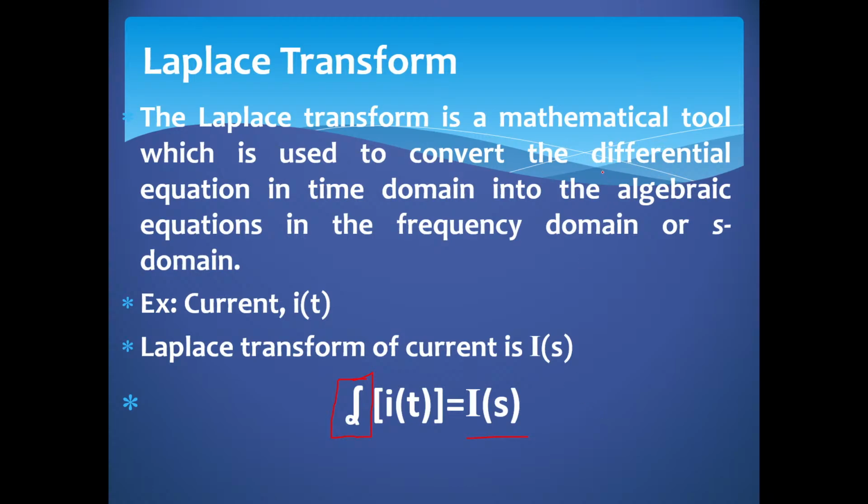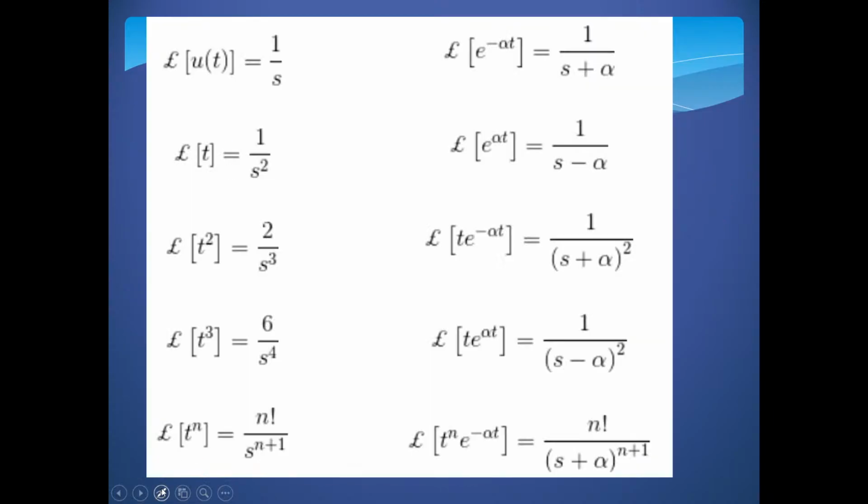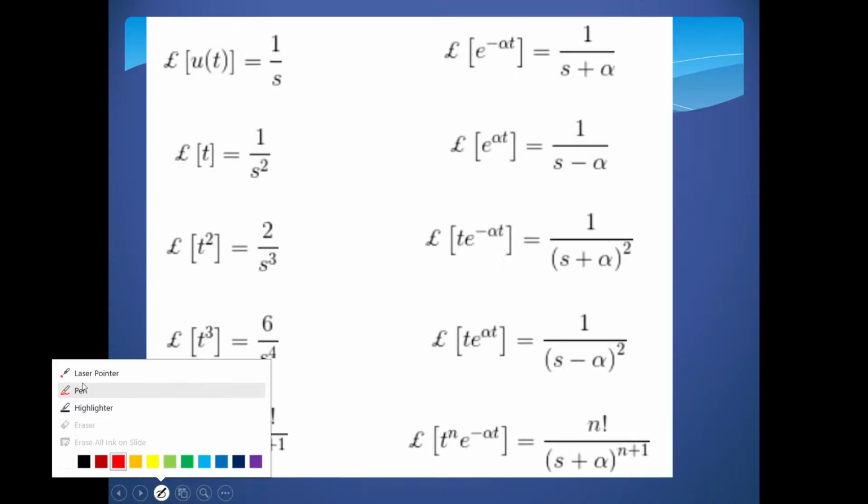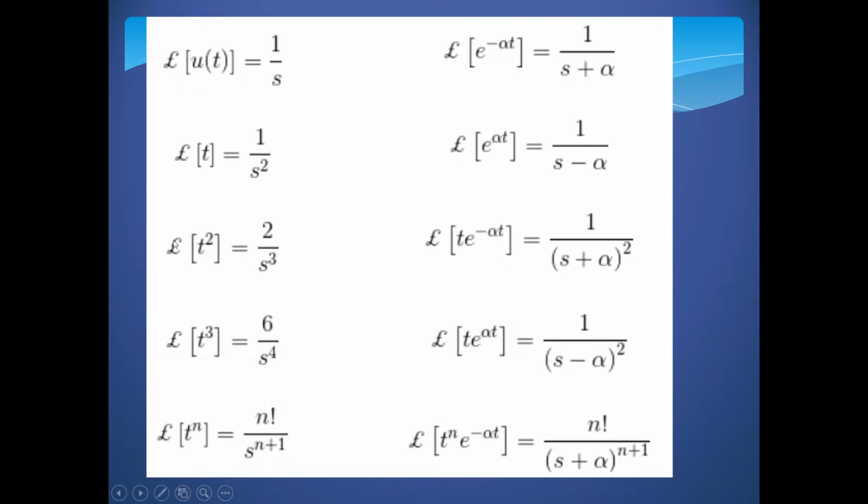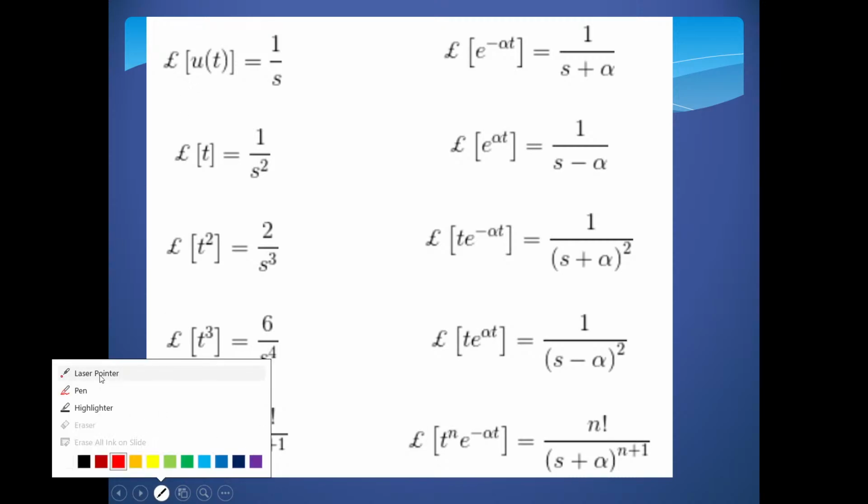So if an electrical circuit is given to you and you are writing the differential equation, usually you write d by dt, d square by dt square and so on, with I of t, v of t. Instead of that, we can go for algebraic equations, which vary with respect to frequency. There are some formulas to be used whenever you want to convert time domain terms into Laplace form.